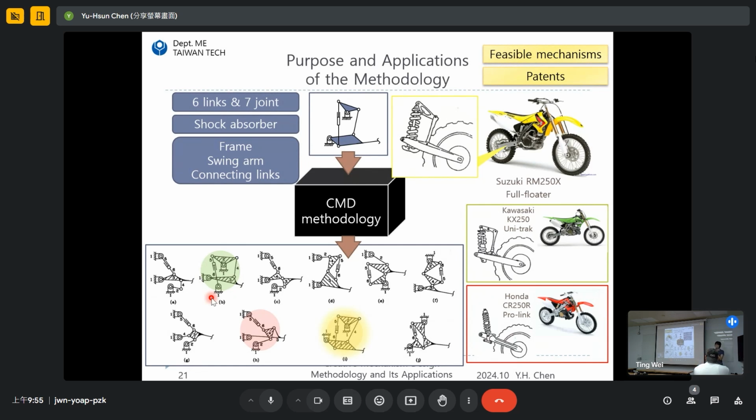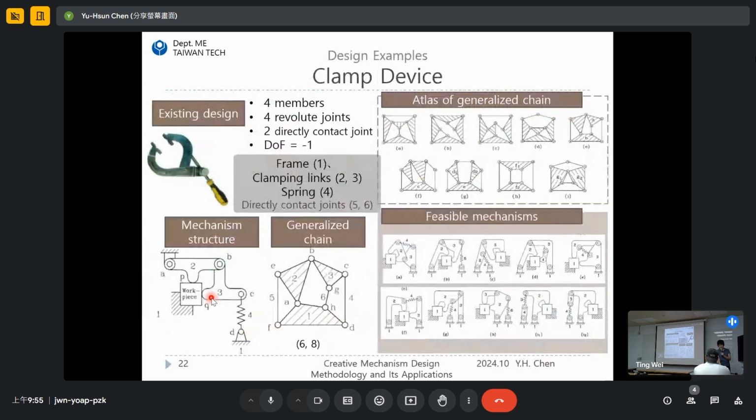Okay, so once we have a deadline and we have to generate a new concept, that is a useful methodology to help us. And over here, we can also provide many examples. So maybe briefly, two examples. Like this is a clamp device. Originally, that is this device, like we can clamp the workpiece. And after the black box of the methodology, we can generate 10 different mechanism structures of the clamping device.